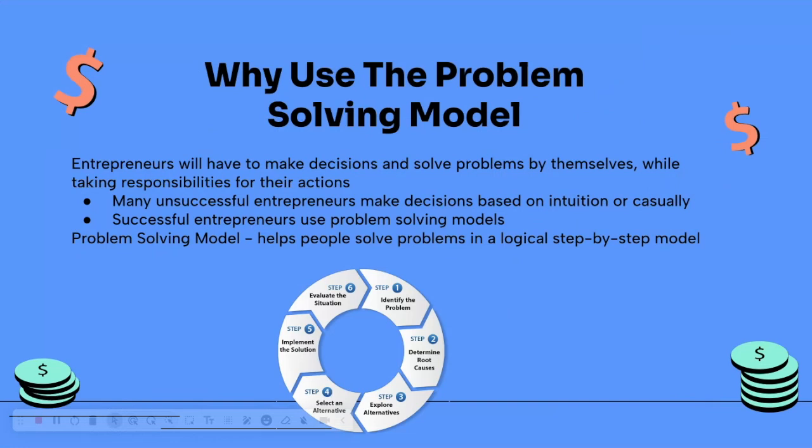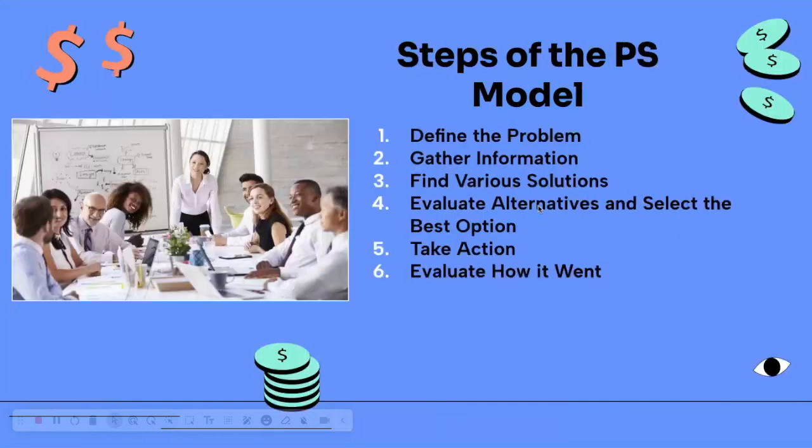Many successful entrepreneurs have been known to use the problem-solving model of 6 steps that efficiently help people solve problems in a logical manner. So here are the steps of the problem-solving model. Number 1, you have to define the problem. Number 2, you have to gather information from various sources. Could be internet or books, libraries, etc., like we mentioned in the last video. Number 3, you have to find various solutions from that information. Number 4, you have to evaluate each of the solutions and select the best option to get the best result. And the 5th one, you have to take action and execute the solution. And then the last one is obviously you have to evaluate how it went and whether you would use a different solution or use the same solution again.